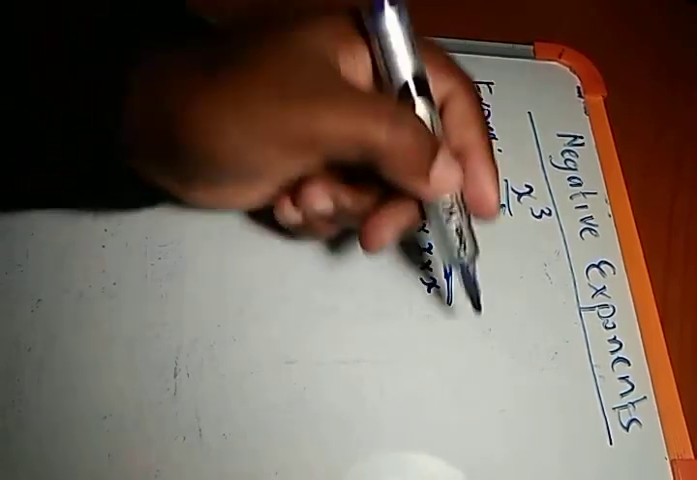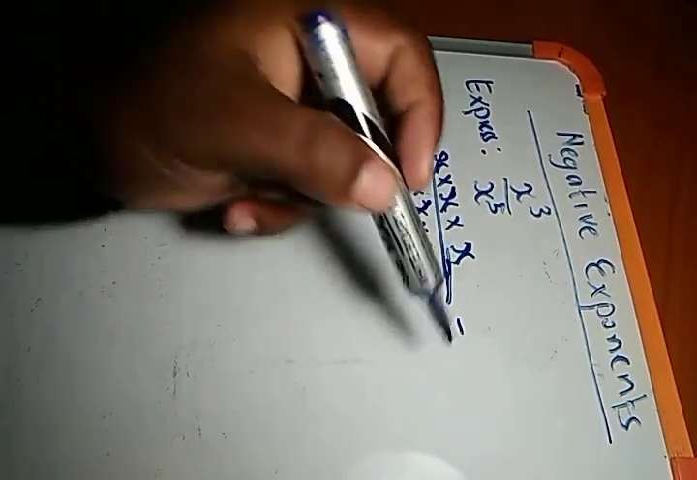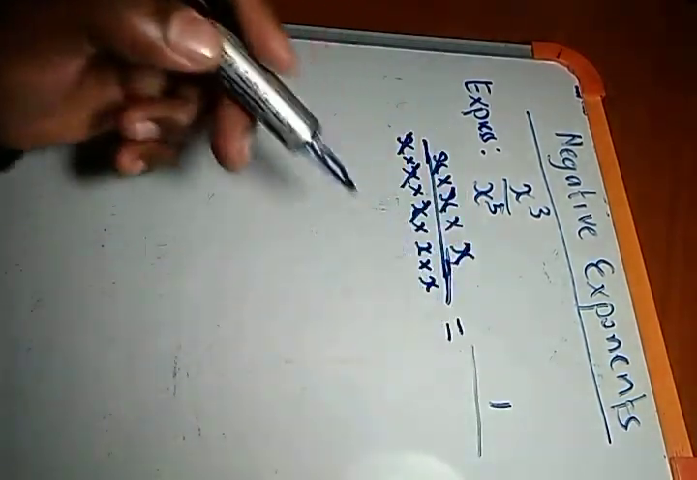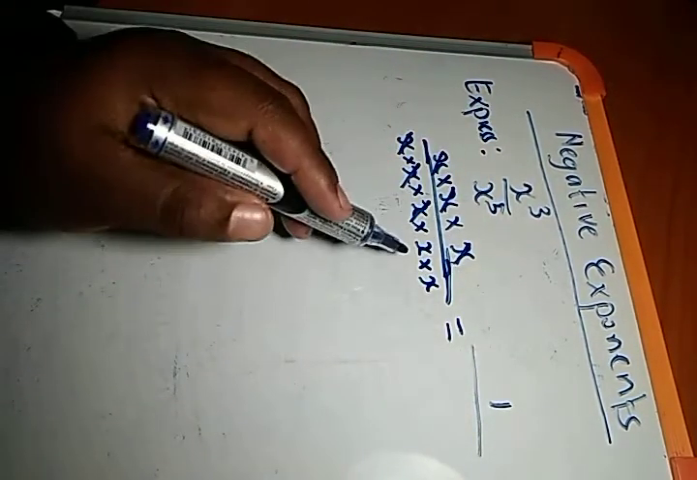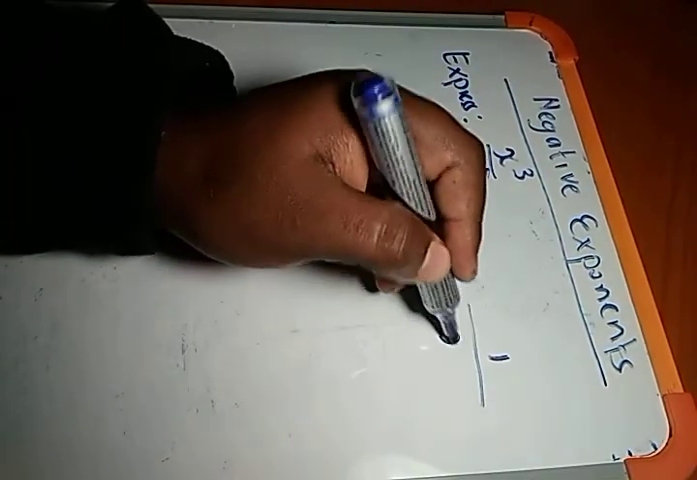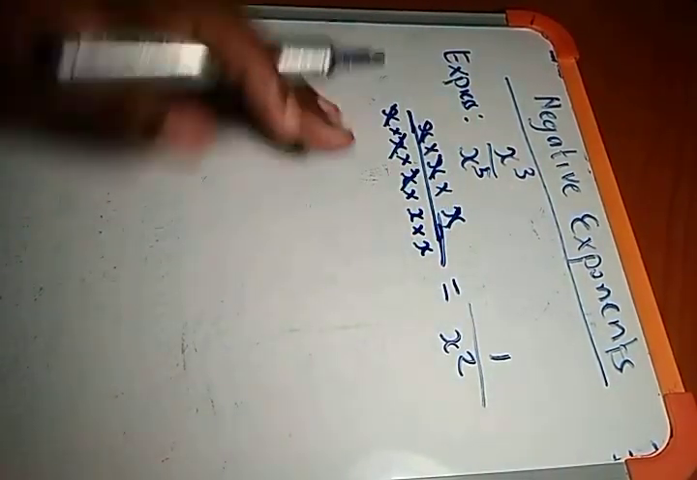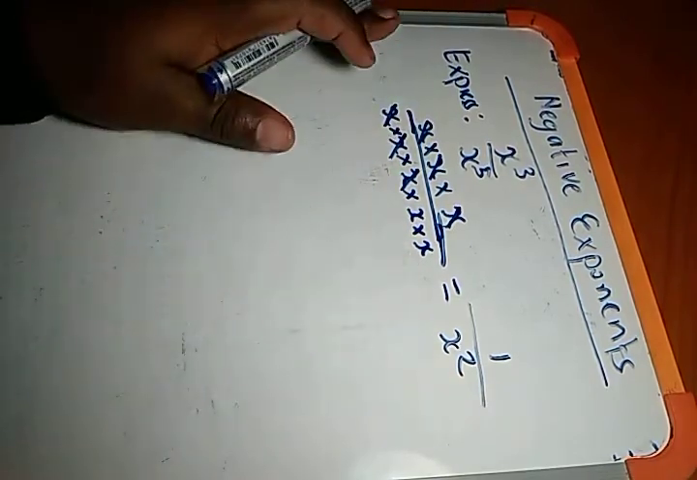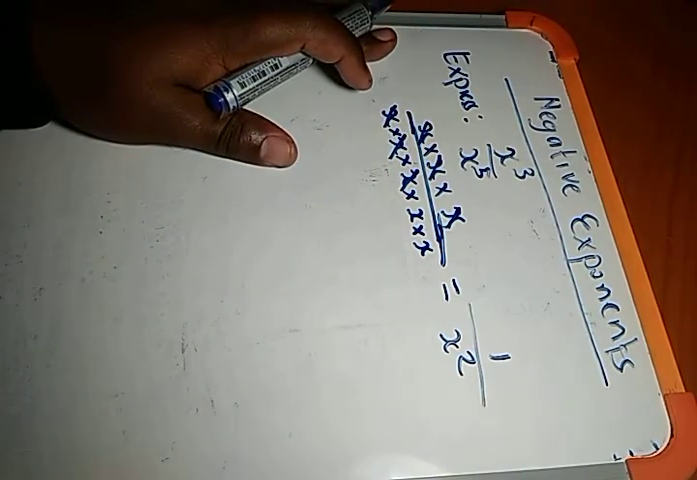Okay, so on top there, I will be left with 1 because all the x's on top have disappeared, and I would be left in the denominator with x times x, which is x squared. Okay, so we know that's the answer. We've worked it out fairly simply.